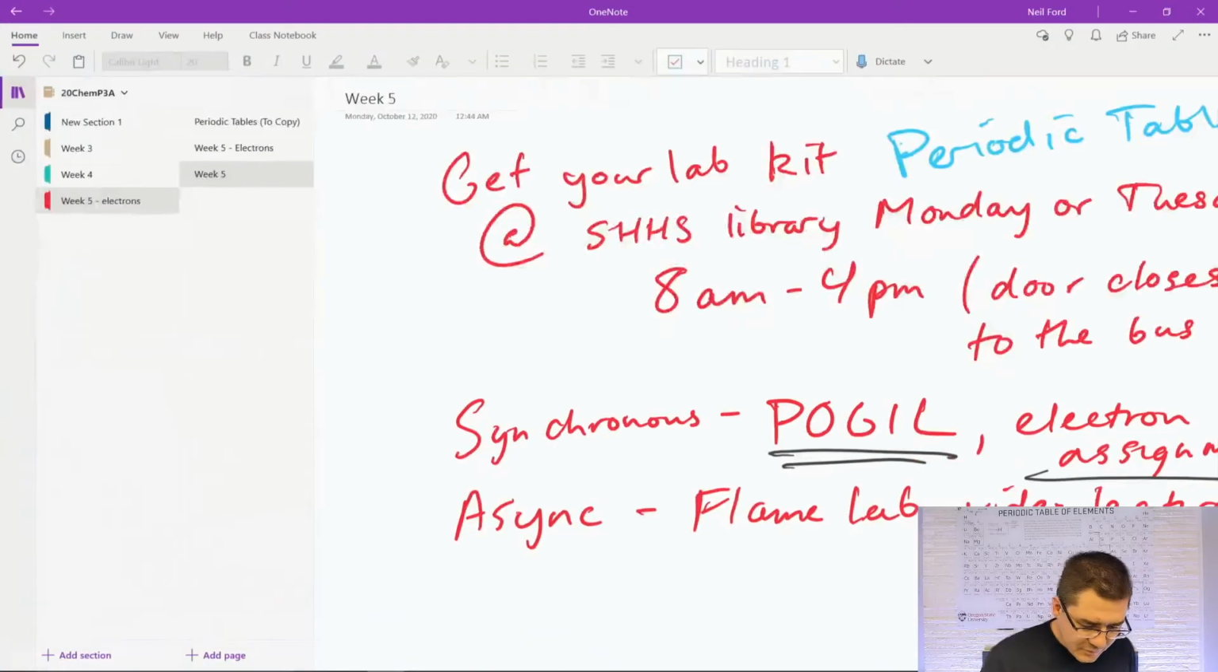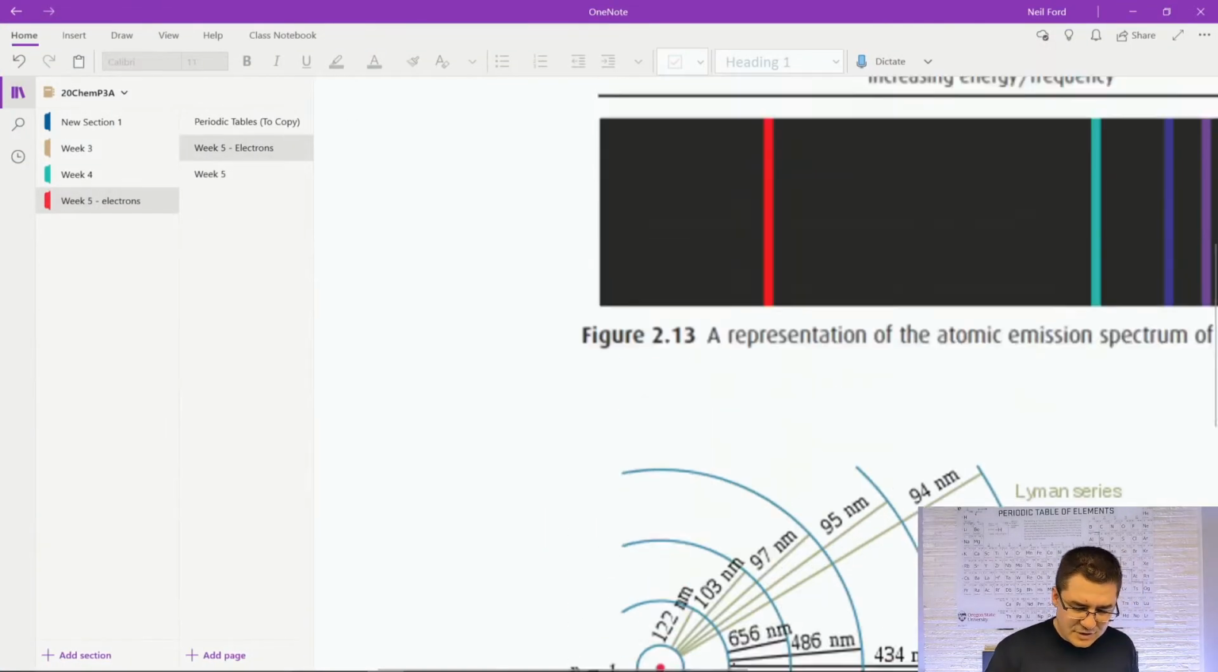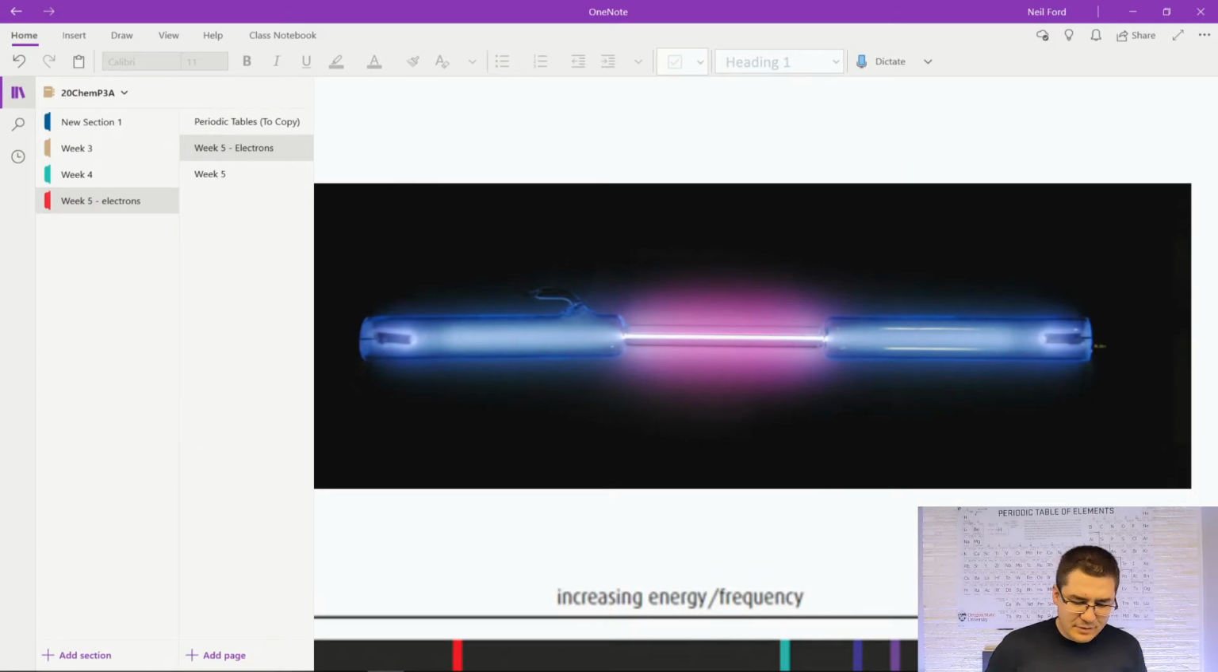Okay. Let me just talk a little bit about electrons. And we're going to start with this picture. This is a hydrogen discharge tube. Now the hydrogen discharge tube is filled with hydrogen. It's got electricity running between those two electrodes, and it causes the gas to emit light. Okay, and hydrogen glows this magenta color.